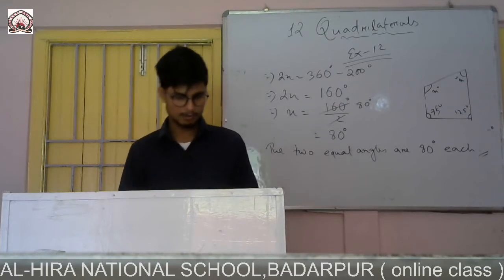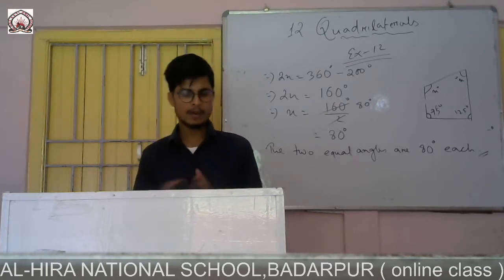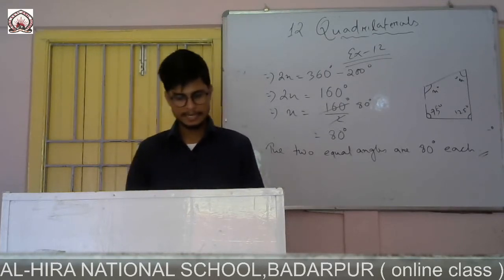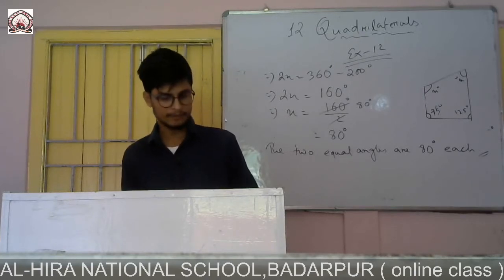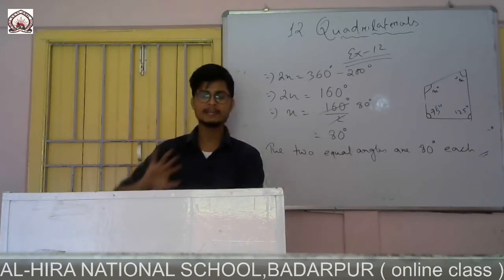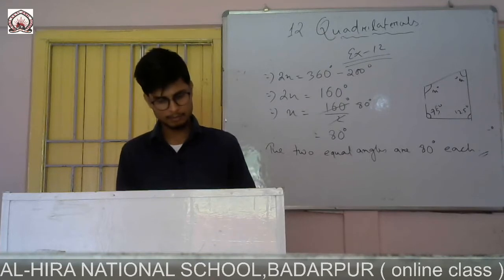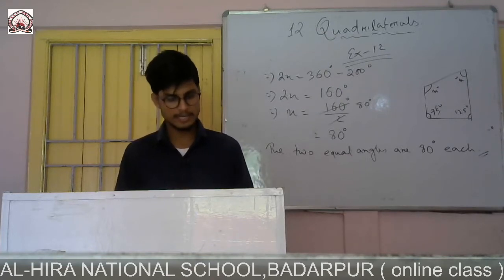Okay. Now question number 3. In a quadrilateral ABCD, angle A is given as 150 degrees, and B, C and D all of them are the same. So you have to find the remaining three angles.